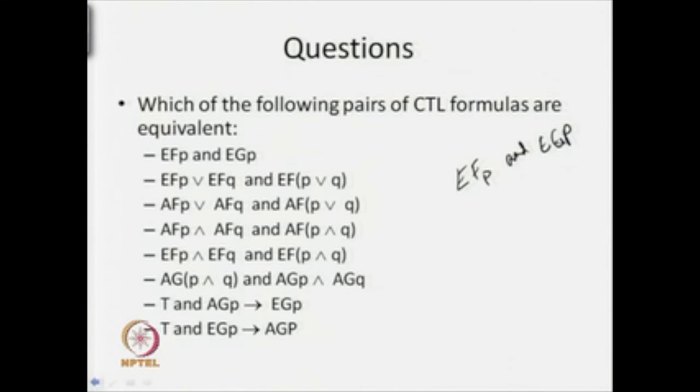Now, look at the second formula, we are talking about EFP or EFQ, and EF(P or Q). Now, in this particular case, what I am saying is that there exists a path in the future where P holds or there exists a path in the future where Q holds. And whether this is equivalent to there exists a path in the future where P or Q holds or not.